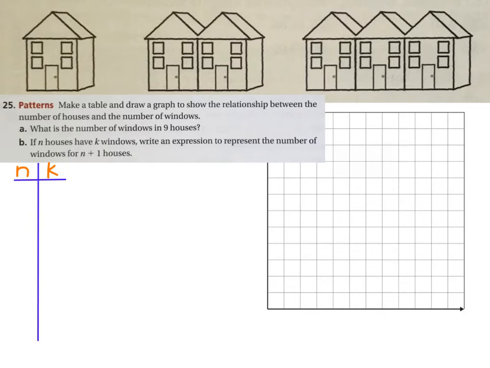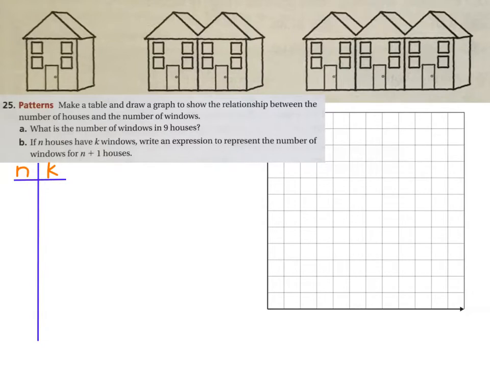Okay, this is kind of neat. I like the little drawing. They're telling us we're looking at the patterns. They're saying make a table and draw a graph to show the relationship between the number of houses and the number of windows. And they're telling us down here, use n for the number of houses and k for the number of windows. So let's now start to fill out this table a little bit.